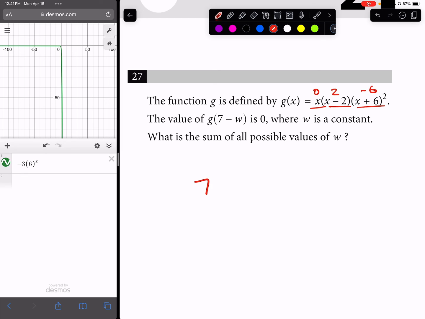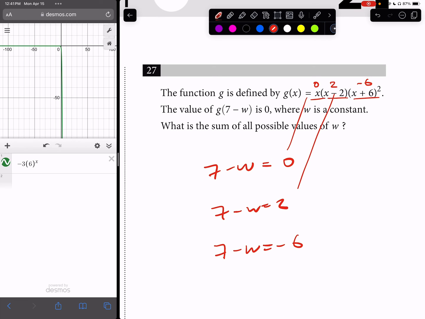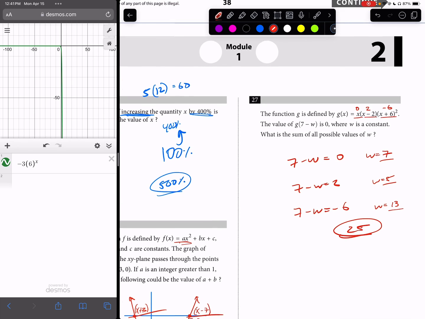Interesting. So really, 7 minus W equals 0, 7 minus W equals 2, and 7 minus W equals -6. Again, that's because of this, and this. Okay, weird. In that case, what is W? W here is 7. What is W here? W is 5. And what is W here? W equals 13. What is the sum? 13 plus 7 is 20, plus 5 is 25. Interesting.